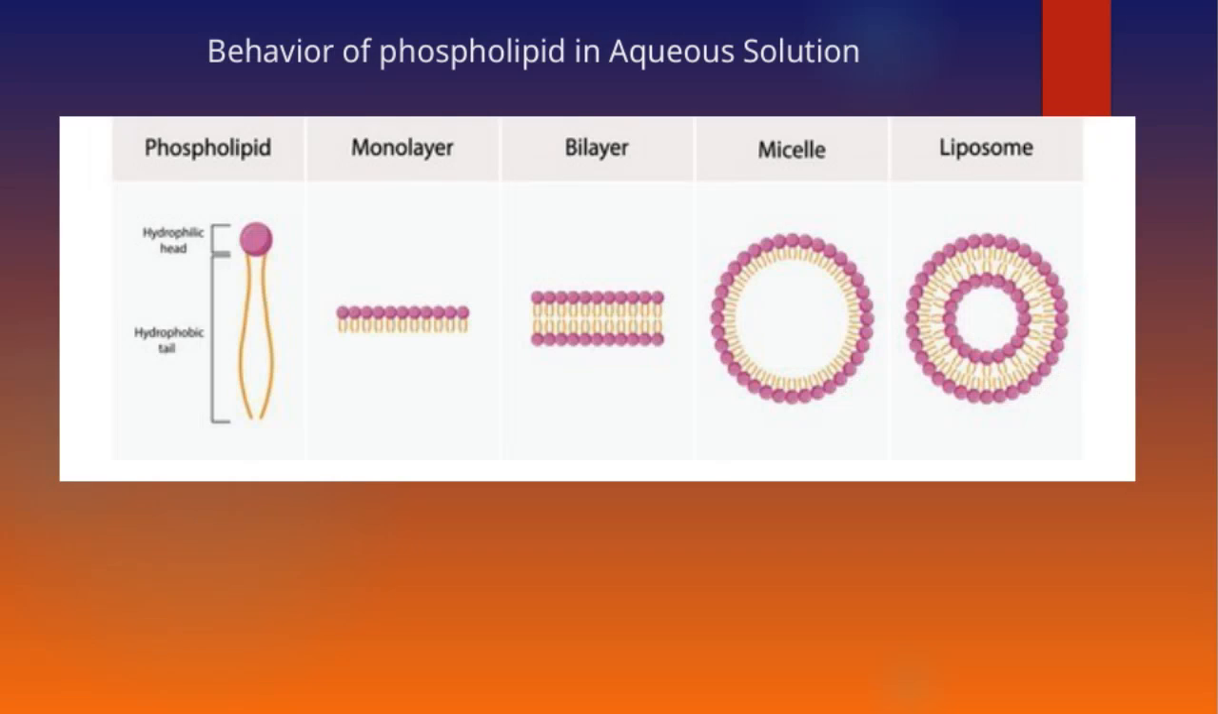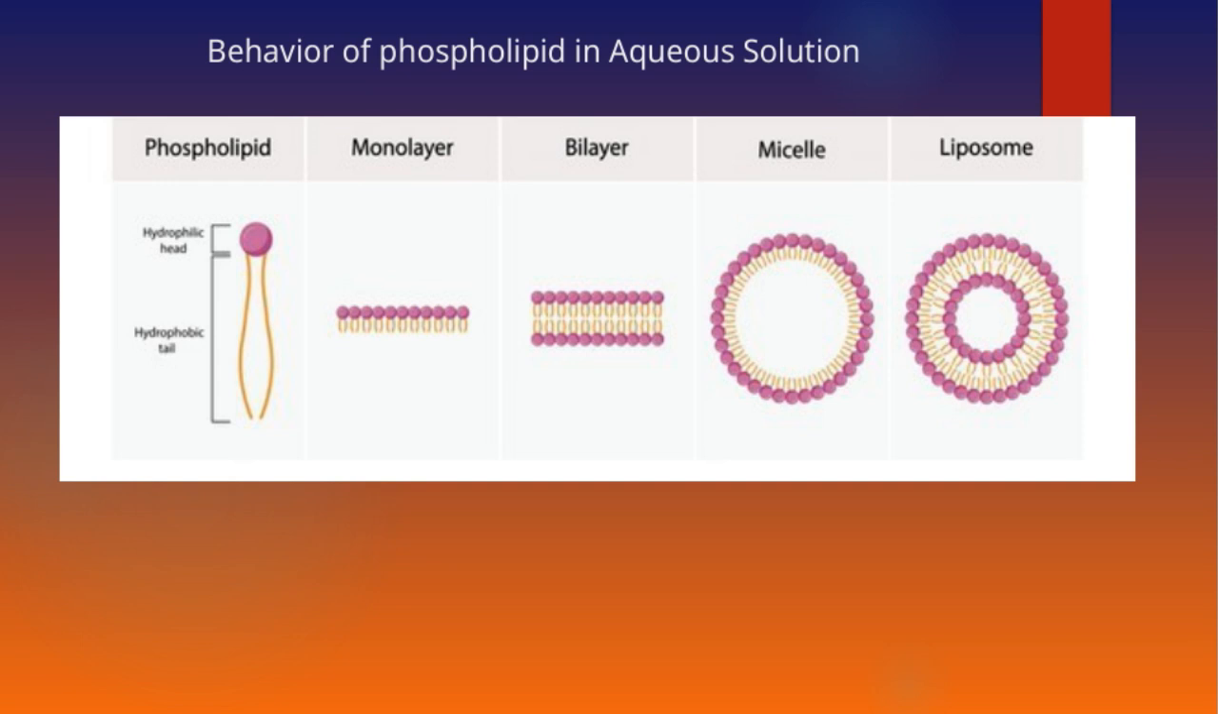Today, I want to talk about the behavior of phospholipids in aqueous solutions. As you know, phospholipids are fundamental components of cell membranes, and their behavior in water is key to understanding membrane structure and function. When phospholipids are placed in water, they tend to spontaneously organize themselves. This is because of their unique structure, a hydrophilic or water-loving head and hydrophobic or water-fearing tails. The heads are attracted to the water, while the tails try to avoid it.